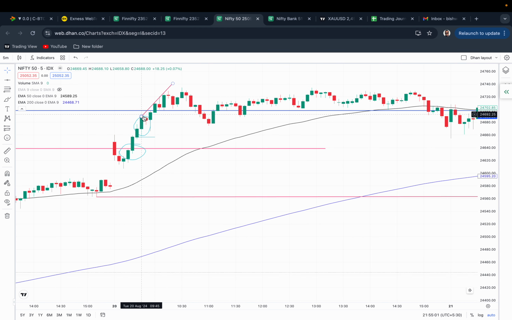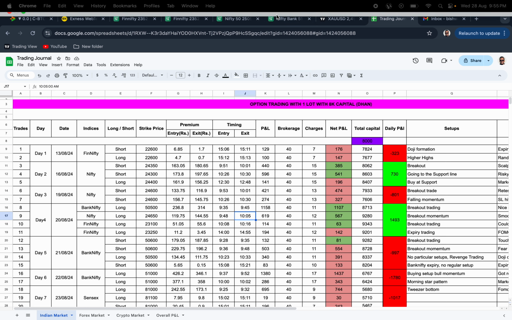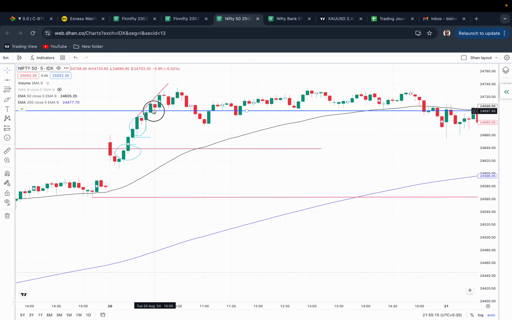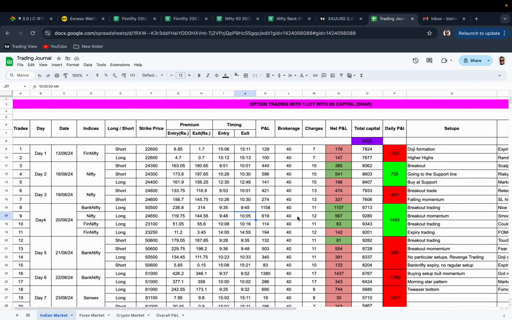Okay, see, there is a breakout again, and I took the trade and left the trade at 10:05. So here I went out of the trade and made a profit of rupees 567. So it was a decent profit for a beginner, you can say 1600 profit.